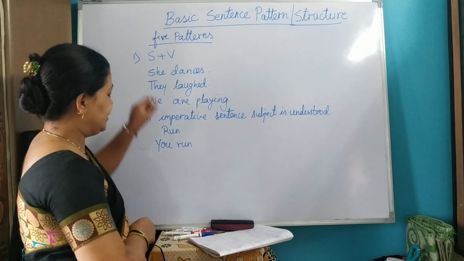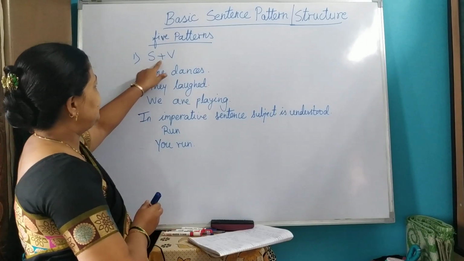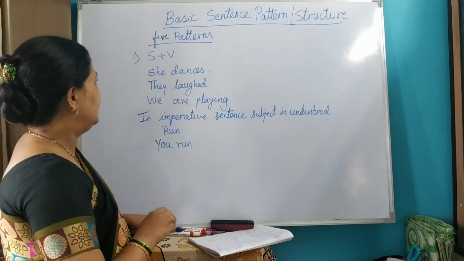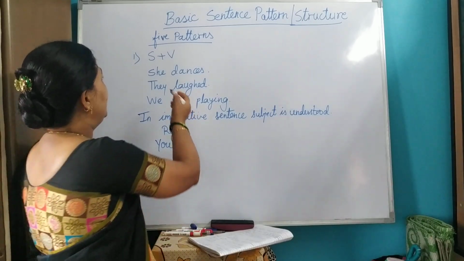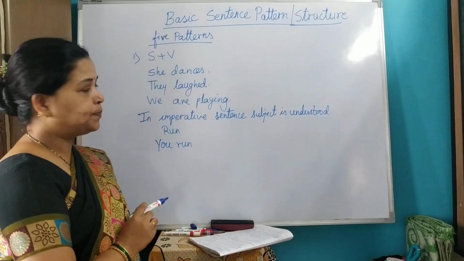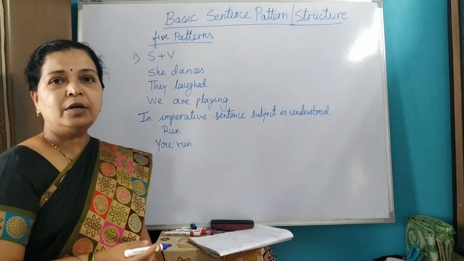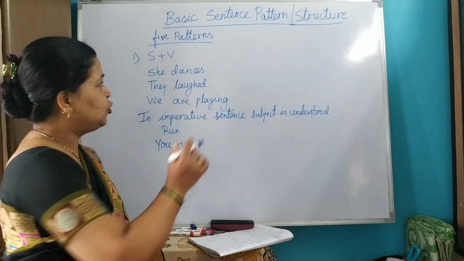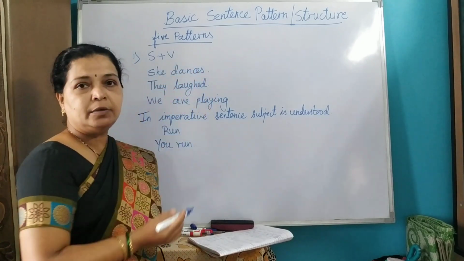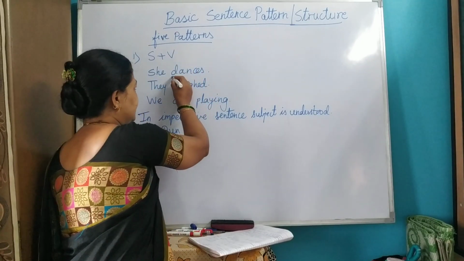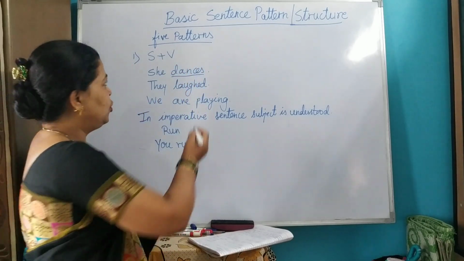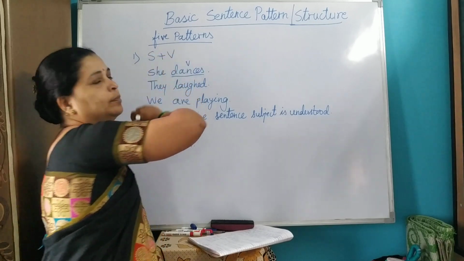So the first pattern is S plus V, that is subject plus verb. Now let's see some examples. She dances. Which is the action word? First of all, we have to find out the action word. So here, which is the action word? Dances. Dances is the action word showing action. So it is the verb.